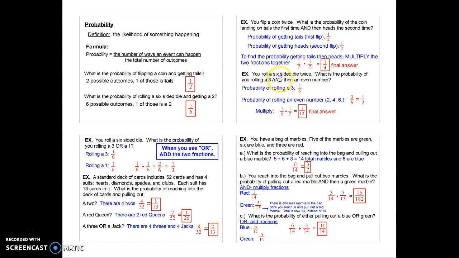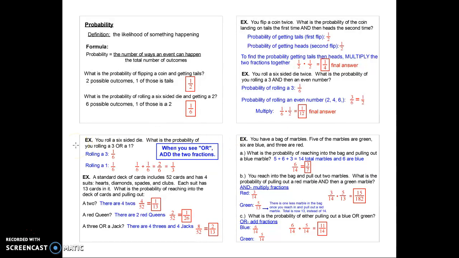So now, because I want these 2 events to happen at the same time, and it says and, I'm going to multiply. So I take my first probability of 1/6 times my second probability of 1/2. Again, when you're multiplying fractions, you multiply straight across. So 1 times 1 is 1. 6 times 2 is 12. So our final answer is 1/12. Okay, you have to remember that if your probability says and, that you are multiplying.